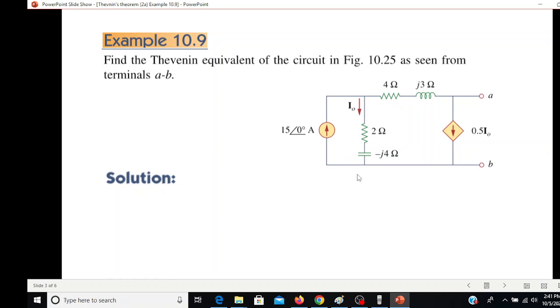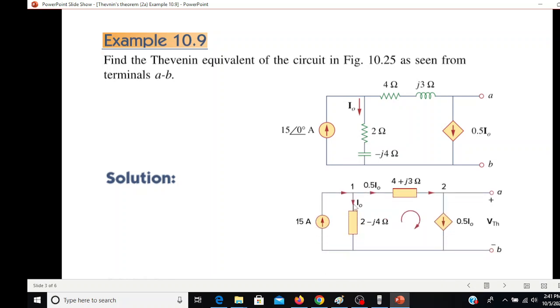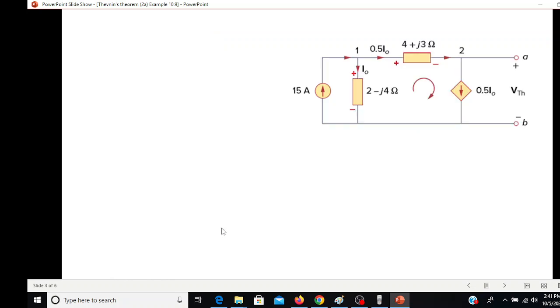First of all, we redraw it in a simplified manner with the help of these boxes. It looks slightly neater. And we also mark the polarities depending on the currents. Keep in mind that in the question, this current was not marked. This is marked. But since any current flowing through this will only pass through this, and this current is 0.5 I0, therefore we have written 0.5 I0 here also. We have also marked the output as V Thevenin, and these two nodes 1 and 2.